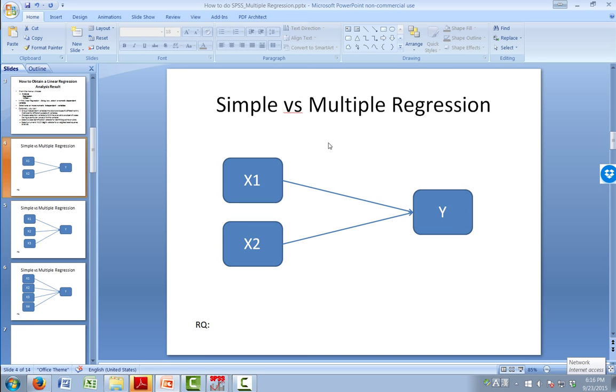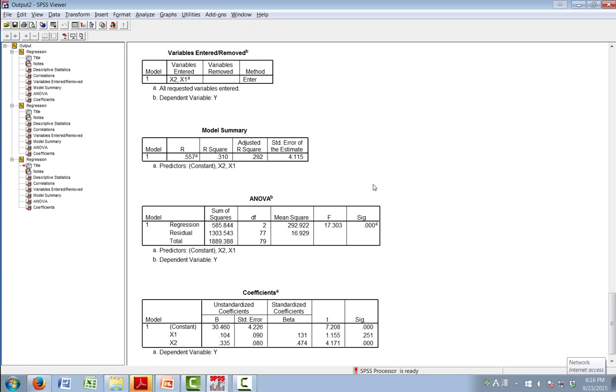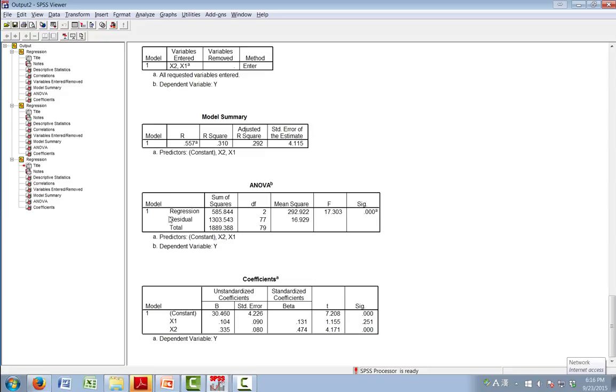Okay, and move on. How about this? An ANOVA table, right? Regression sum of squares, residual sum of squares, total sum of squares, exactly the same thing.